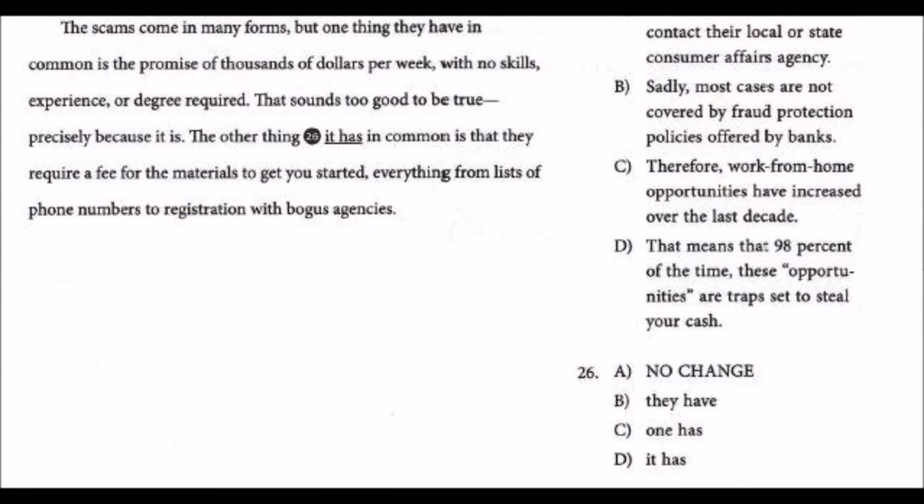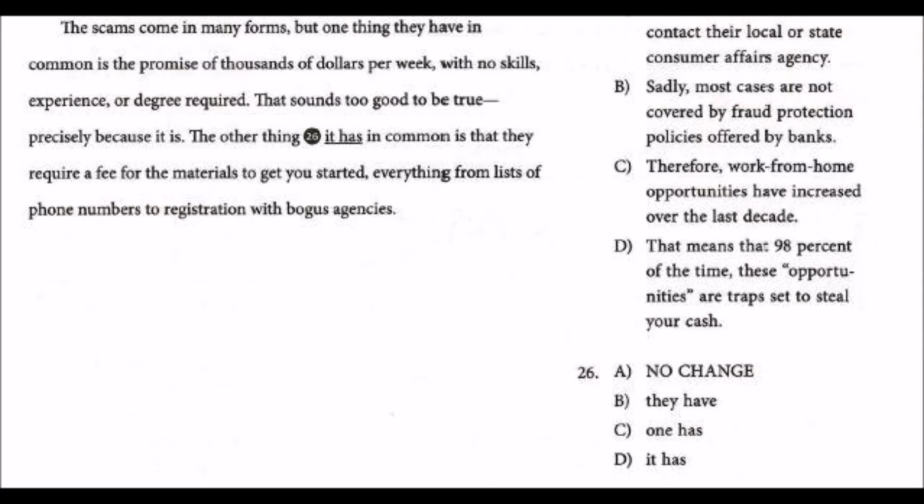In this example, we have to choose between A, it has, B, they have, C, one has, D, it has. As you can see, the answers A, C, and D refer to something singular, while B refers to something plural. At the beginning, we look and we think that the other thing is something singular, so we say it has and we accept it as A.